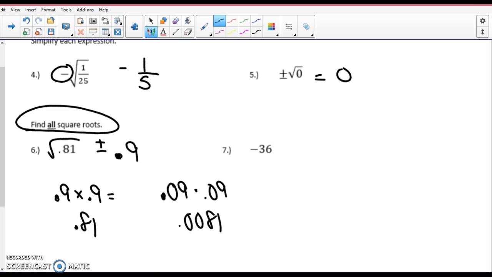All right, what is the square root of negative 36? No real number. Can't do it. You cannot take the square root of a negative at this point. All right.